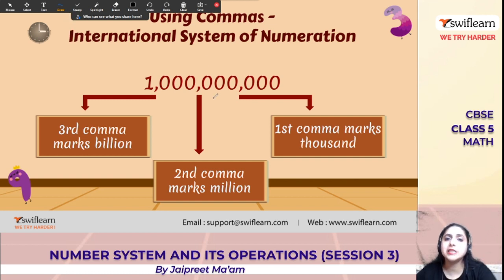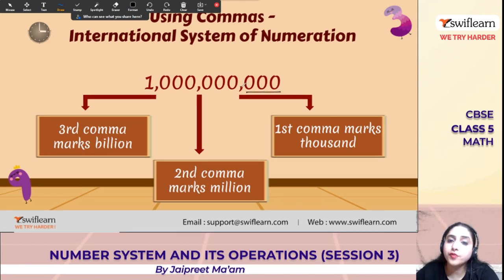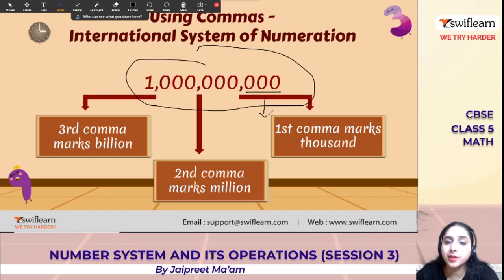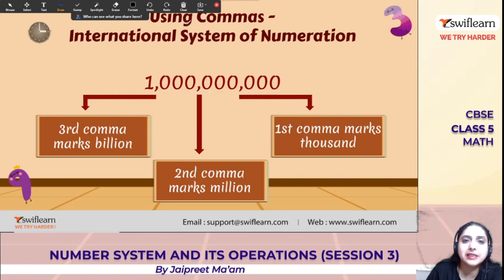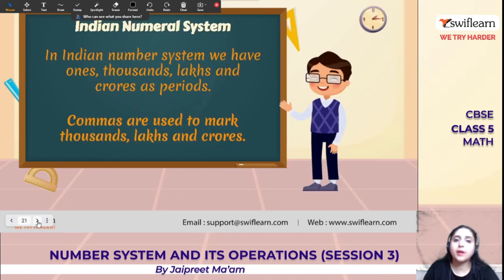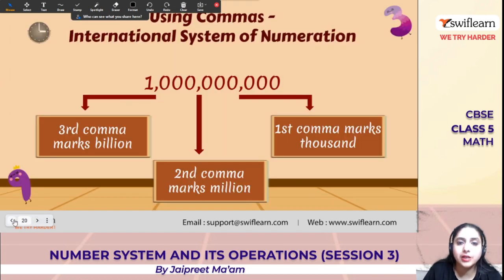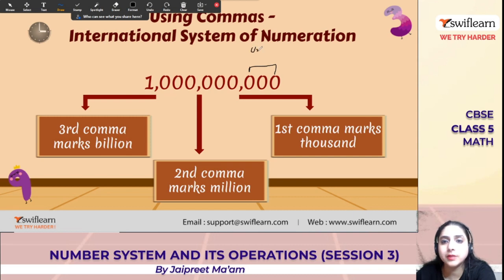How to insert? It's a bit different. We put commas after three digits. That means this unit period will include 3 digits, the next period will also include 3 digits, and the next will also include 3 digits. Now what are these periods? Let's see the names. I'm showing you the international number system. This unit period is the same as in the Indian number system. It's ones, tens and hundreds.